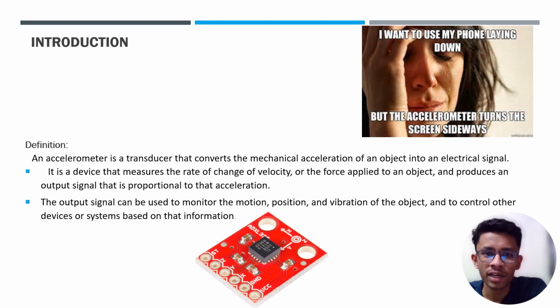So first, what is an accelerometer? It is a device that transforms mechanical acceleration into an electrical signal. Its main function is to measure the velocity change rate or the force exerted on an object and generate a corresponding output signal that's directly proportional to the acceleration. This signal can be leveraged to track the movement, location, and oscillation of the object, as well as to regulate other equipment or systems based on that data.